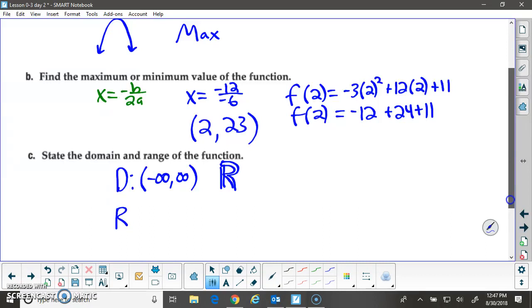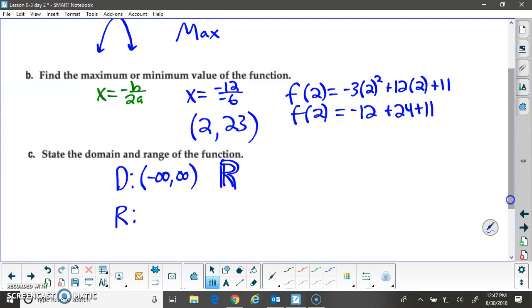And then the range is describing the up and down of the graph. Well, since this has a highest point but no lowest point, we'll say that it goes from negative infinity up to 23, and we need to put a bracket on that 23 because the graph actually gets to that height. If it stayed below 23, then we'd use a parenthesis on the 23, but since it gets to that height and equals 23, we use a bracket.